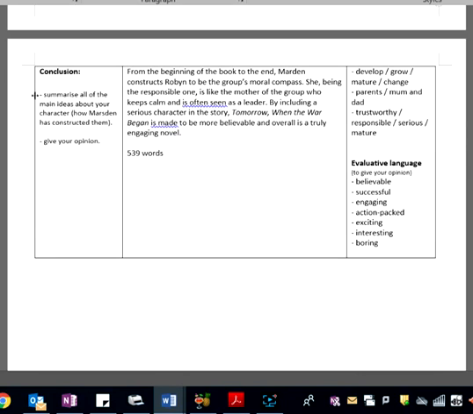Now, in the conclusion, I need to summarize all of the main ideas I've had about Robin and how Marsden has constructed Robin. And then finally, I need to give my opinion. Well, what did I think as the reader?